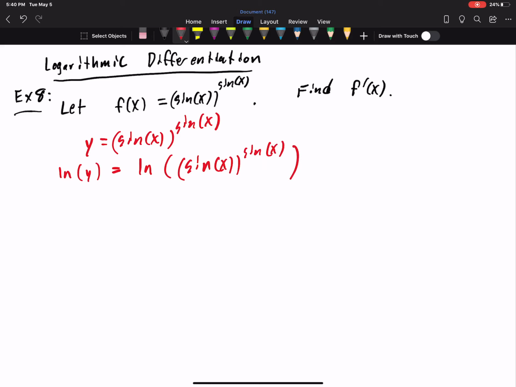Okay, now we're good. Now we're going to take the sine that is in the exponent of the expression on the inside of the log and then bring it down in front. This is not part of the derivative, mind you, it's just a log rule. It just happens to look like the power rule. So this gives us sine of x times the natural log of sine of x.